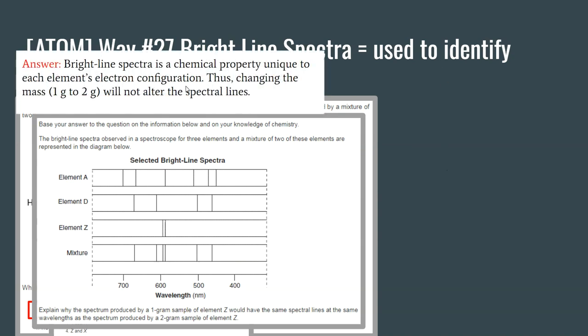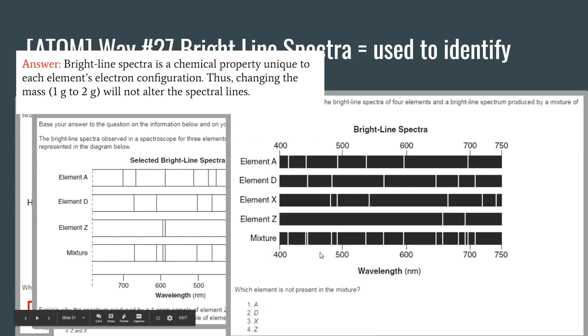bright line spectra is a chemical property unique to each element's electron configuration. So changing the mass will not alter the spectral lines. Regardless of whether we use 1 gram or 2 grams, the spectral lines will always be unique to that element. Let's try another problem.